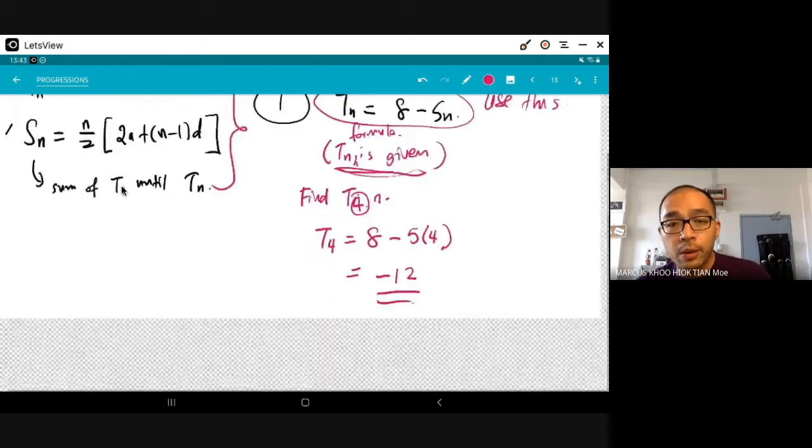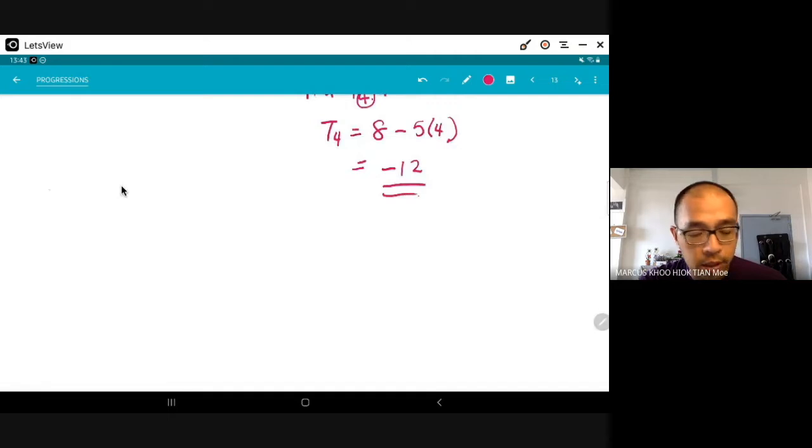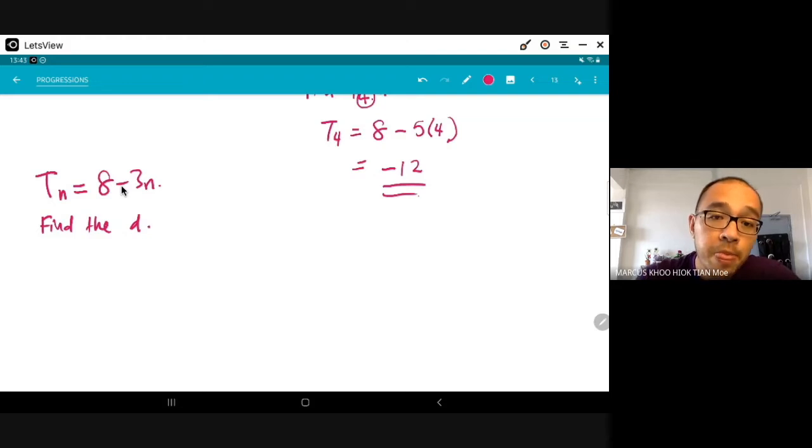Okay, what about the question next to it? Okay, cuba kita tengok the question next to it, dia bagi Tn equals to 8 minus 3n. Then dia suruh cakap find the D. Okay, can somebody tell me what I need to do to find the D? Macam mana saya mau cari D?